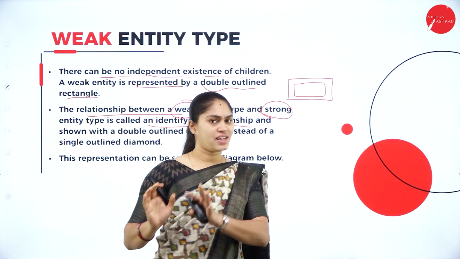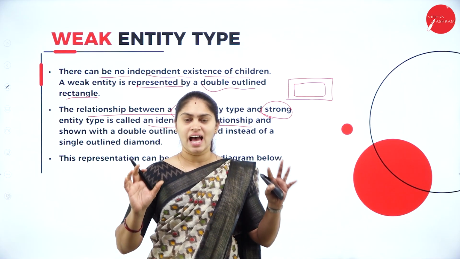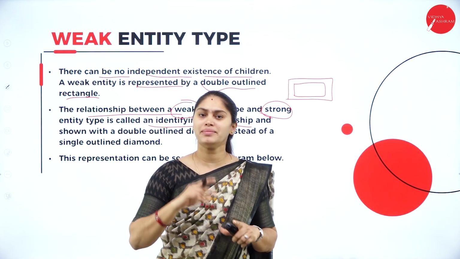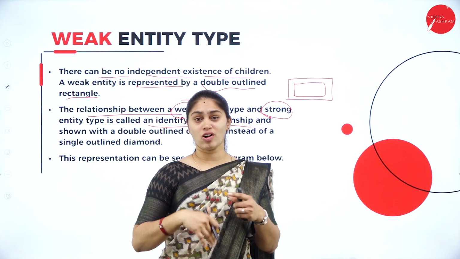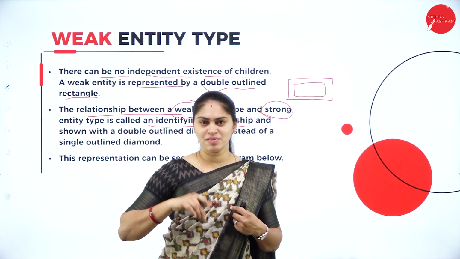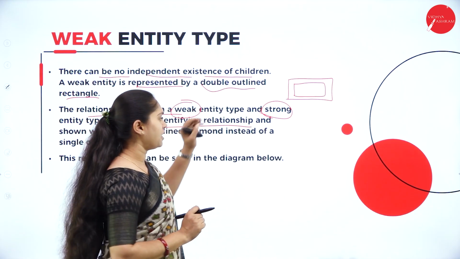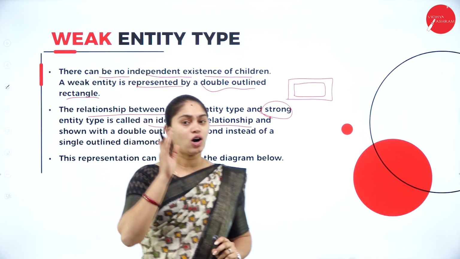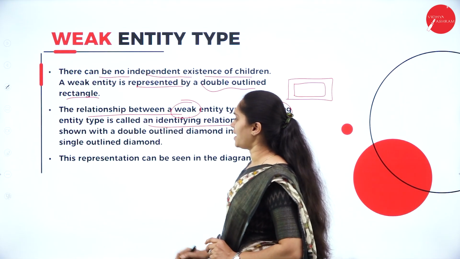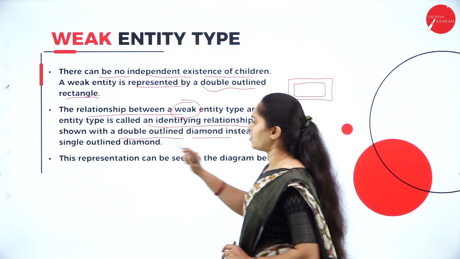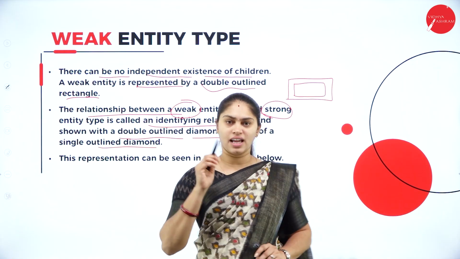Understand? I have a weak entity and a strong entity, and I want to build a relationship between these two. We use the rhombus or diamond symbol to give a relationship between the weak and strong. Then we call that relationship what? Identifying relationship. Then how do we write this in the ER diagram? It will be a double outline diamond instead of a single outline diamond.